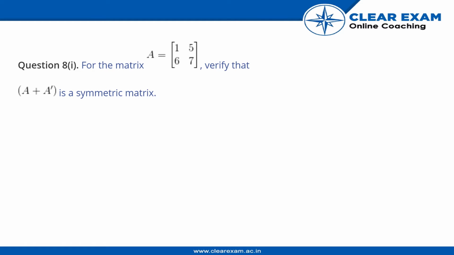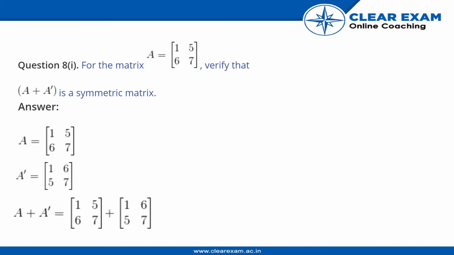Hello and welcome guys. Let's understand question 8 first part. For the matrix A = [1, 5; 6, 7], verify that A plus A transpose is a symmetric matrix. The answer is A = [1, 5; 6, 7]. A transpose is equal to [1, 6; 5, 7].